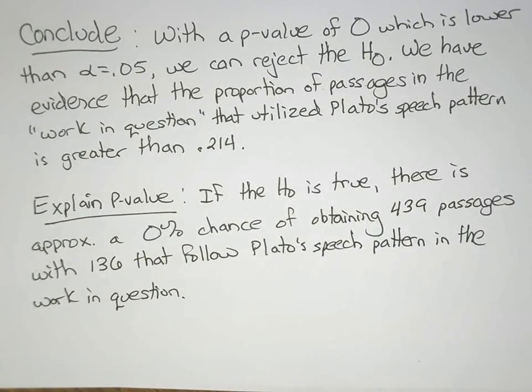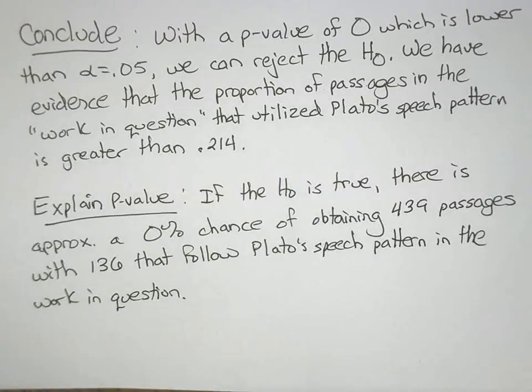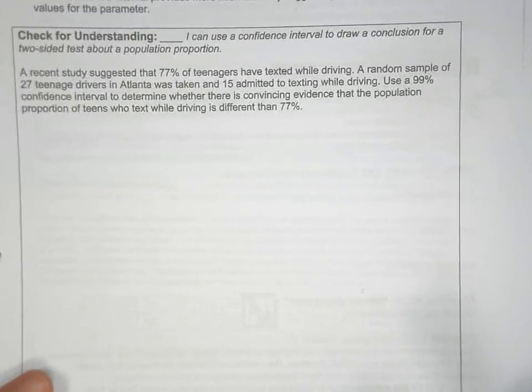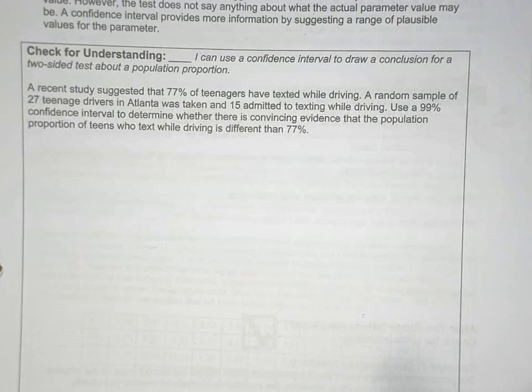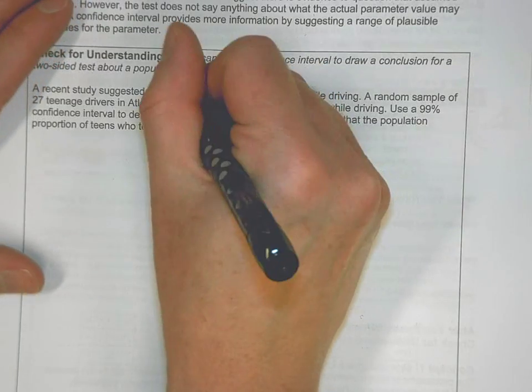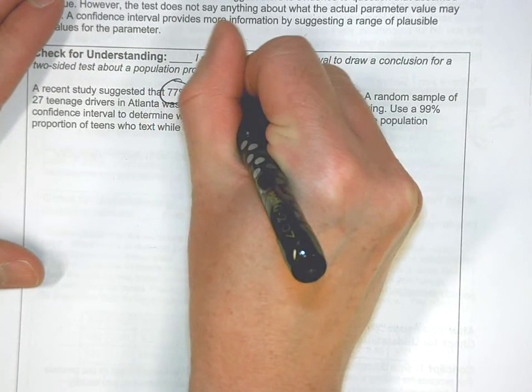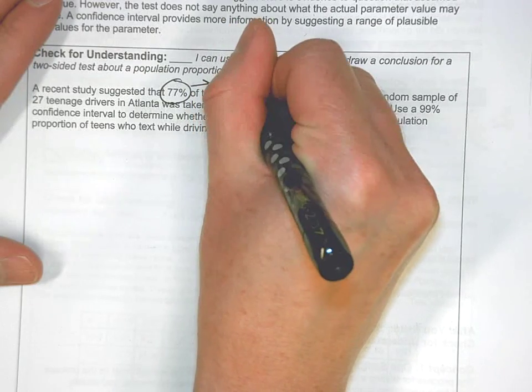Okay, so that was concept 1. And then concept 2, they want us to use a confidence interval to draw a conclusion for a two-sided test about a population proportion. It says a recent study suggested that 77% of teachers have texted while driving. So stop for a sec. That's 77%. That is your proportion of your population. That p sub 0 is 0.77.